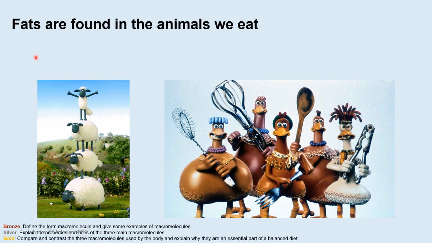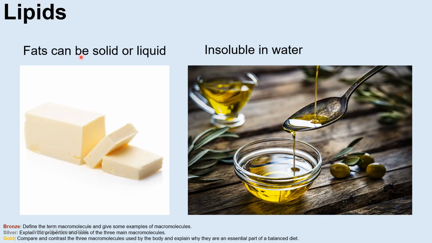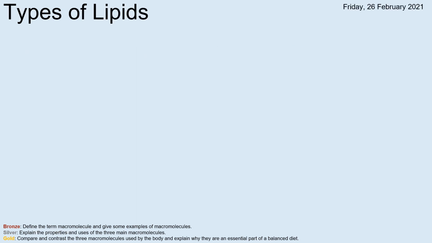Okay, so fats are found in the animals we eat. So I've got some little cartoons here, Chicken Run and Shaun the Sheep. Fats can be solid or liquid. So here we have a solid fat and then we have a liquid fat, which are your oils, and they are all insoluble in water. So if you put it in water, it won't combine with it and you'll see a clear layer of oil or fat in the water on its own.